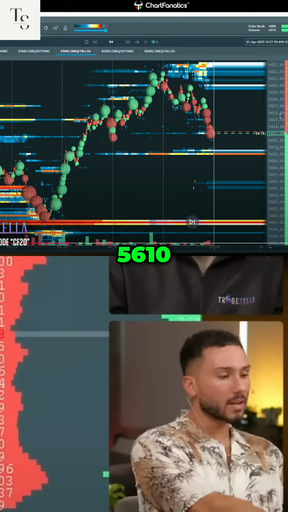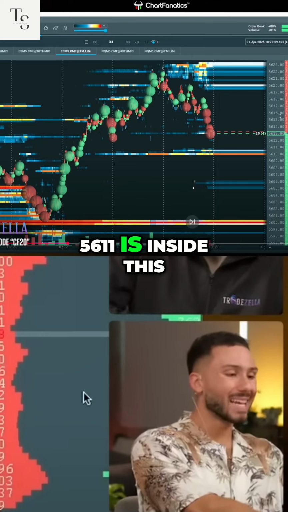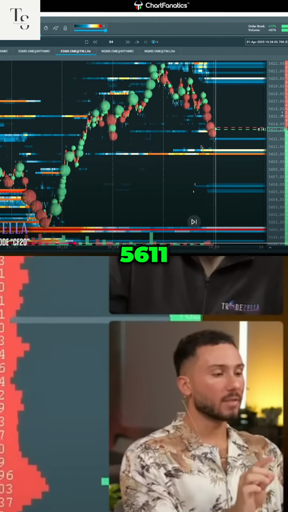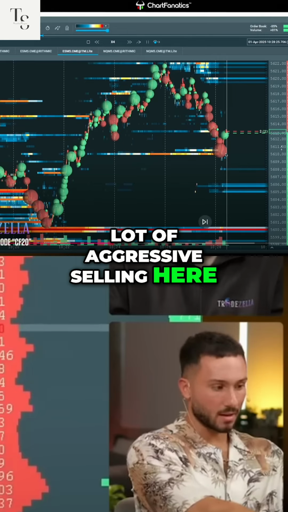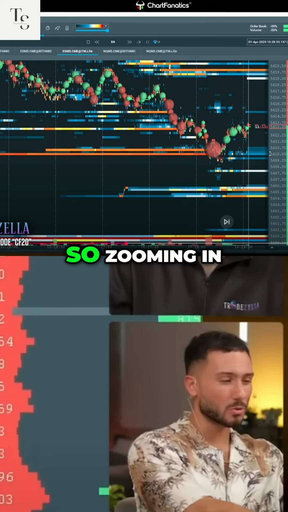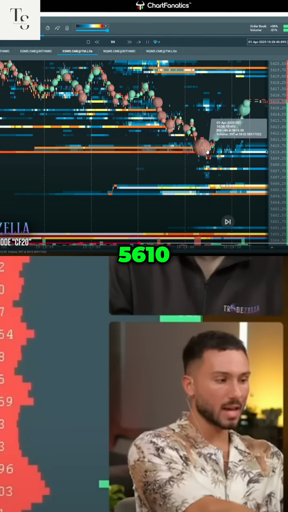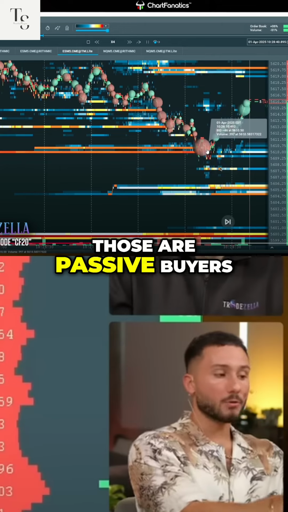When we pull back here, 56.10, 56.11 is inside this level of low volume, but I want everybody to keep an eye on 56.10, 56.11. I'm going to zoom in a little bit more. You're going to see a lot of aggressive selling here hitting this passive buyer. So zooming in, you could see these 2 orange lines right here, 56.10. Those are passive buyers in the market.